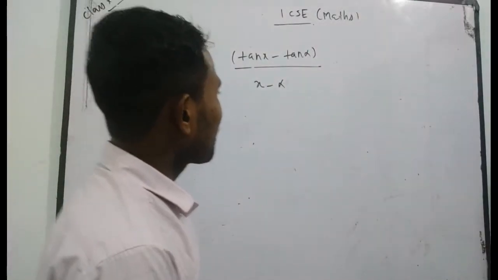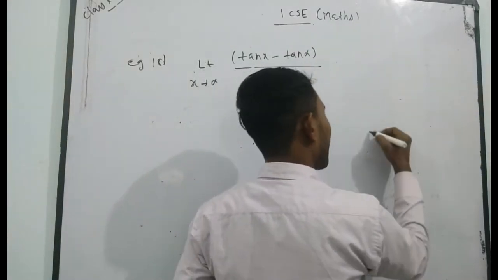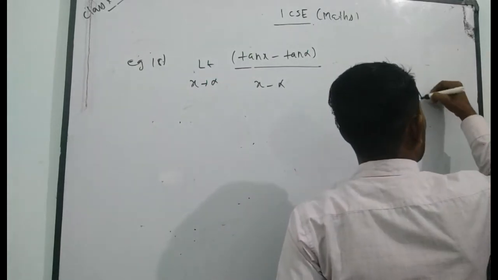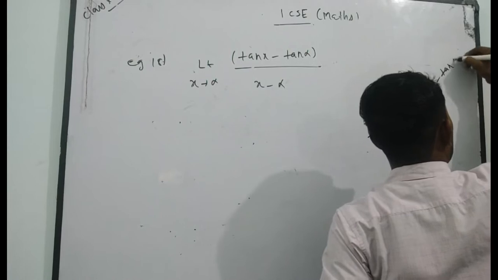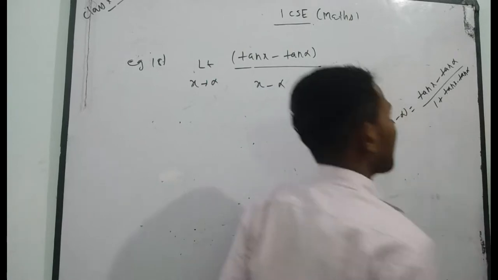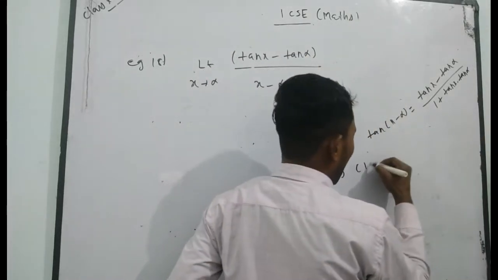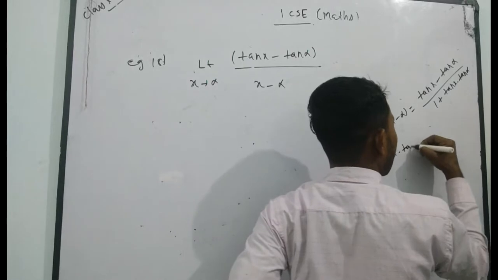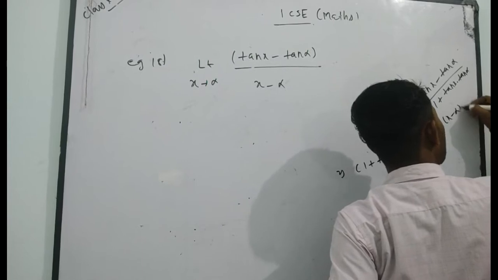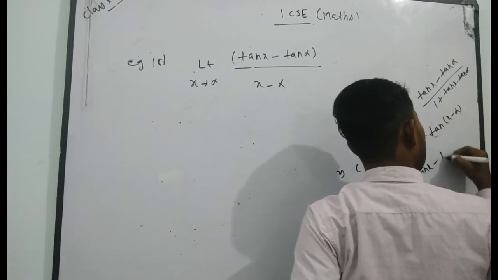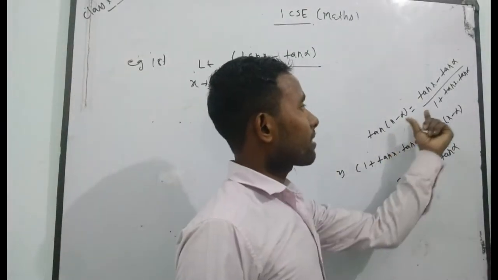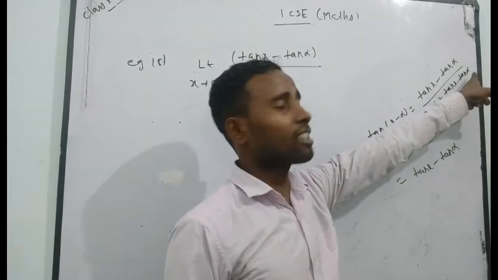What is the other method? As I have already told you, what is the formula of tan(x minus alpha)? I think you know, it is (tan x minus tan alpha) divided by (1 plus tan x into tan alpha). Do you know its formula? So can you write tan(x minus alpha) is equal to (tan x minus tan alpha) divided by (1 plus tan x into tan alpha)?